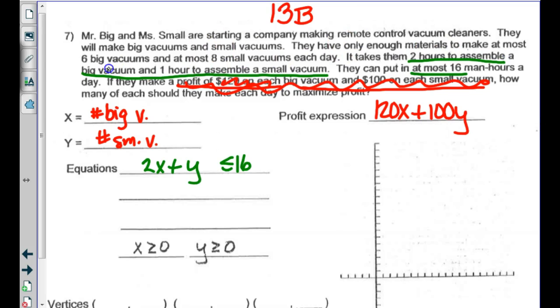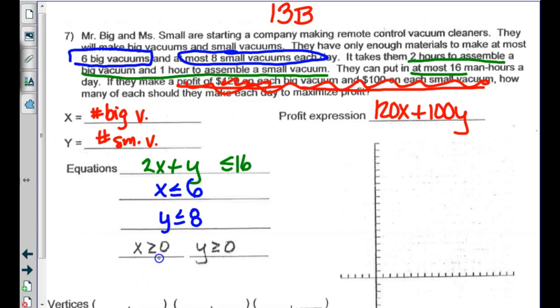We only have enough materials to make at most 6 big vacuums. So that's just straight up what? X must be, yes. That's a gift, guys, right? Because that's just going to be a vertical line. Okay. At most. All right. I can't count these because I'm blind and old, but is this somewhere around 6? Yeah, very straight. X equals 6 is that line.